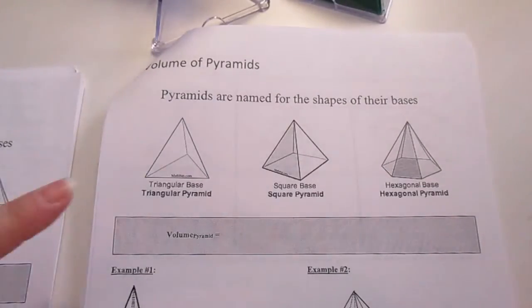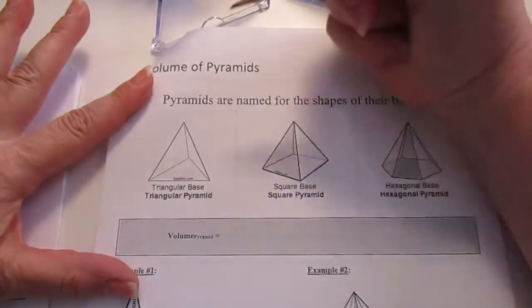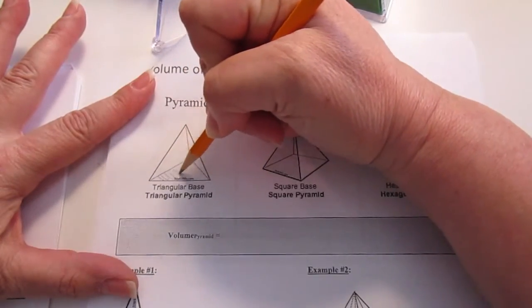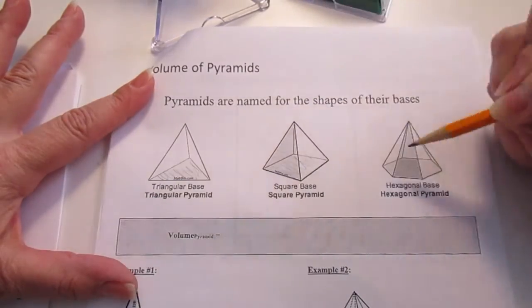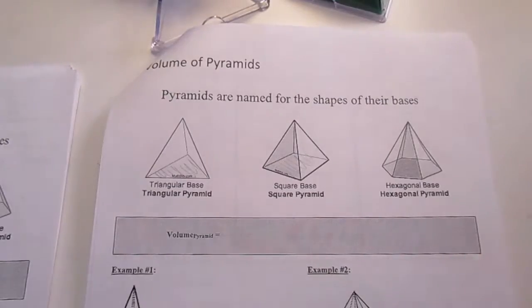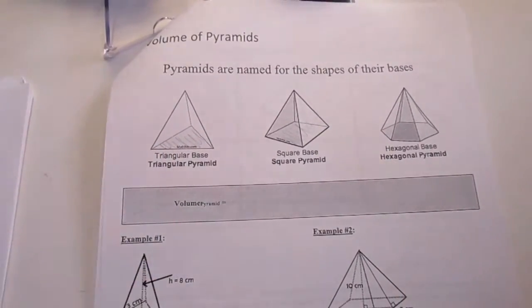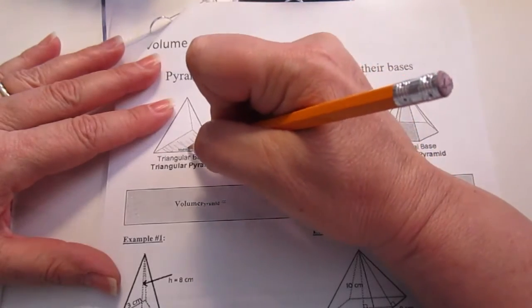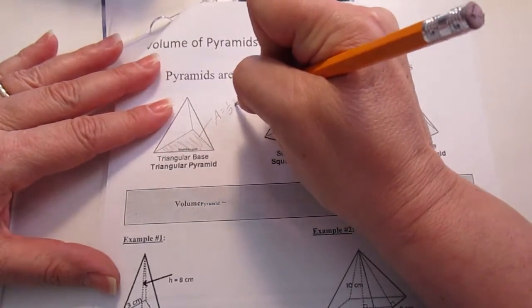And here we go. This one has a triangular base. I hope you can see that. Can you? Yes, you can. There's your triangular base. This one has a square base, and this one has a hexagonal base, meaning that the bottom is a hexagon. Now, as with most of our formulas, you need to know how to find the area of that base. On the back of your formula sheets, to find the area of a triangular base, the area is equal to 1/2 the base times the height.